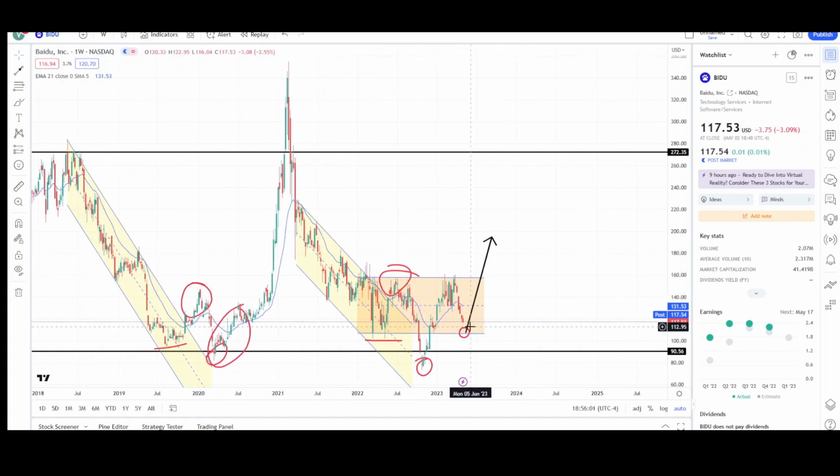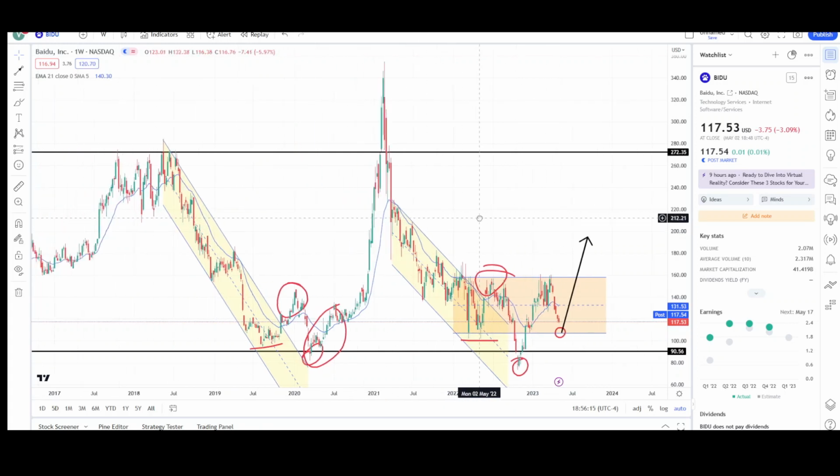But right now, I'm bearish in the short term. I think even if we see a pullback, that should still lead to lower prices. I think prices want to be targeting the low 100s for Baidu, and then let's see if that will hold as support. So that's all I have for Baidu this week.